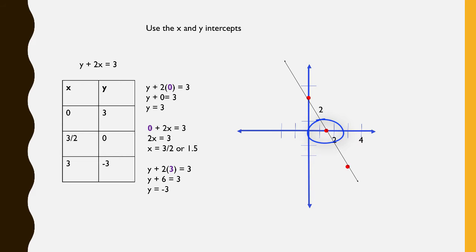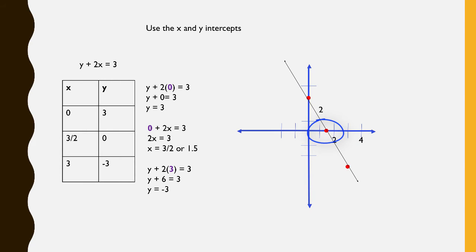So we do that, and we get that x is equal to 3/2, or you could think of that as 1 1/2 for ease of plotting it. So that is your x-intercept. When y is 0, that's where your line is going to cross your x-axis.